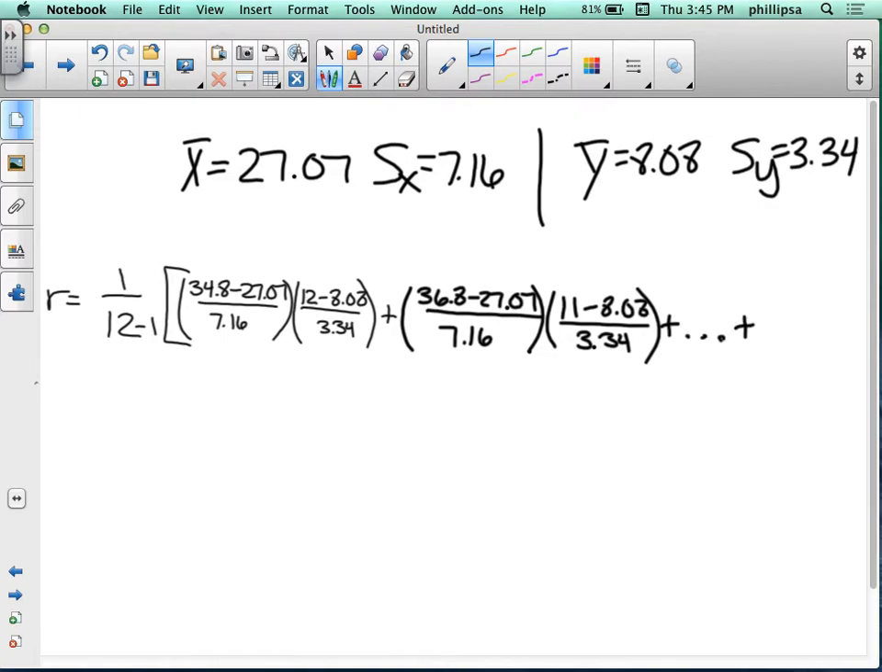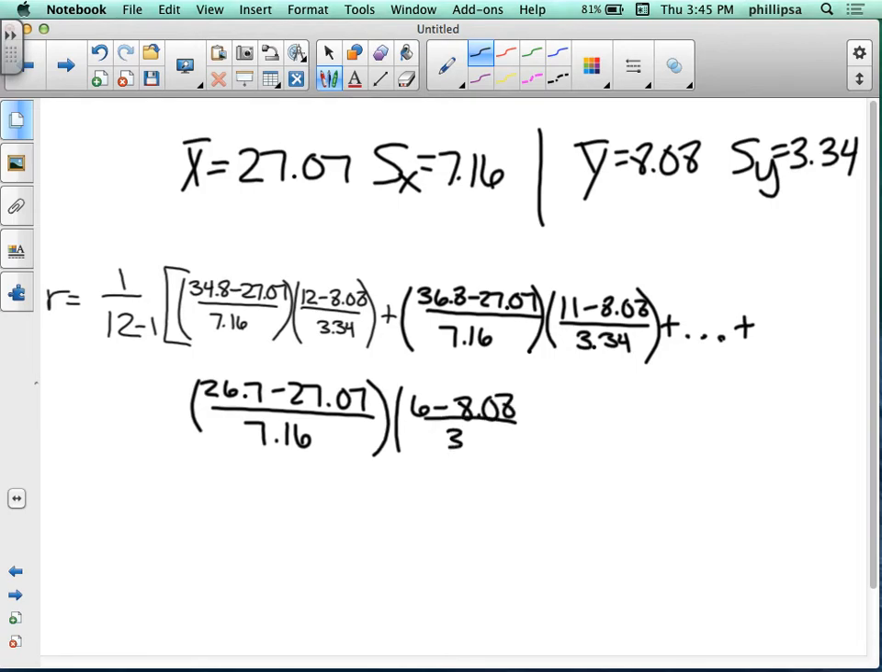The last team was Vanderbilt, over the standard deviation, and then 6 minus the 8.08 over 3.34. I mean, it's exhausting just writing out 3 values. Imagine if I had to write out all 12, let alone do all these tedious calculations. We're never going to do it, okay?